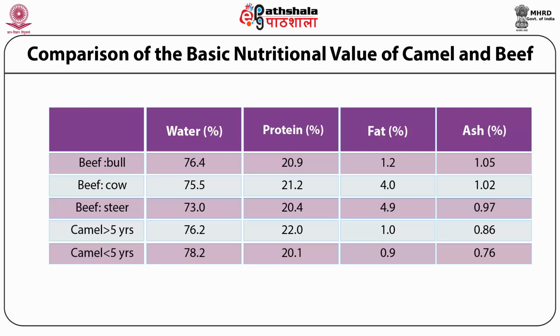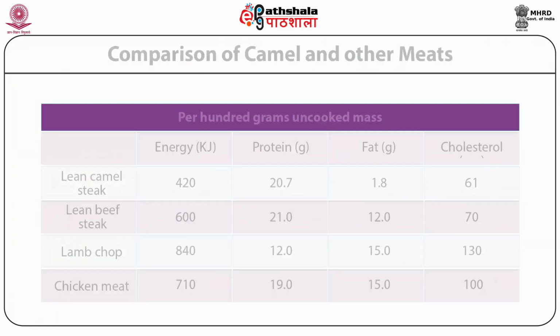However, there is a difference in the percentage of protein, water, fat, and ash of meat from various parts of the body. The age of the animal also affects the composition of the meat. Camels younger than 5 years have less protein, fat, and ash than older camels. Nevertheless, these relatively small differences in protein are comparable with the protein content of beef, whether it's from a bull, cow, or steer. The fat and ash content of camel meat is lower than that of beef.